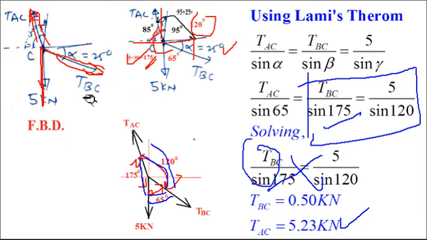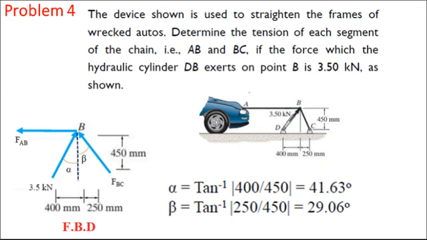How will it work by resolution? TBC cos 25 minus TEC cos 85 equals 0, because the 5 kilonewton is vertical. Then Fy equals 0: TBC sin 25 plus TAC sin 85 minus 5 equals 0. By resolving also you can solve this particular type of problem. By resolution also it is very simple. Whichever you find very simple, you can use that.